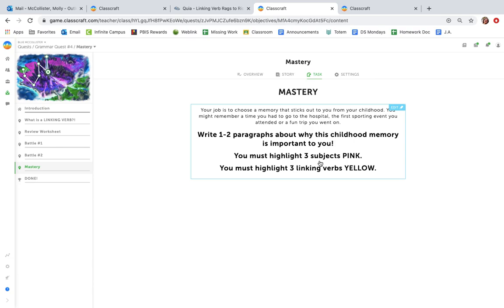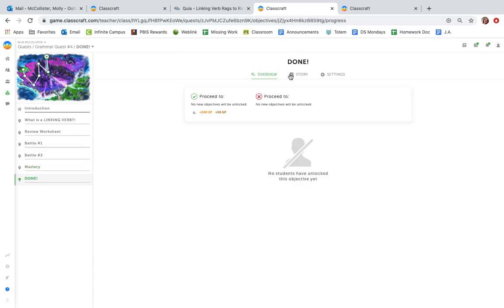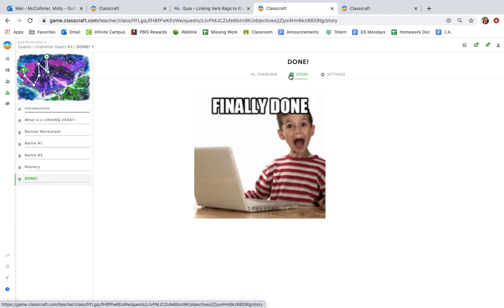You cannot just say, I was nervous, I was happy, I was excited. You have to have 3 different subjects, and they have to be pink. And then you need to highlight 3 different linking verbs yellow. Once you have completed your paragraph and highlighted the 3 subjects and 3 linking verbs, screenshot it, attach it to this, and you are officially done.